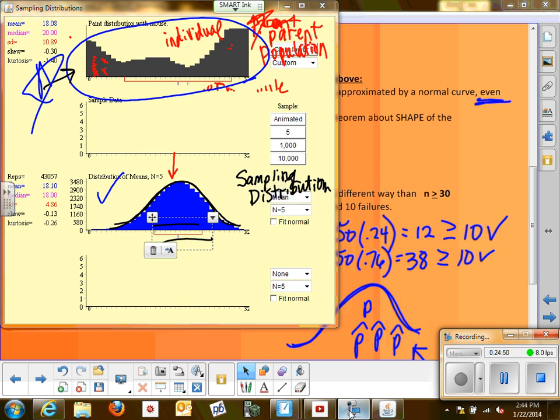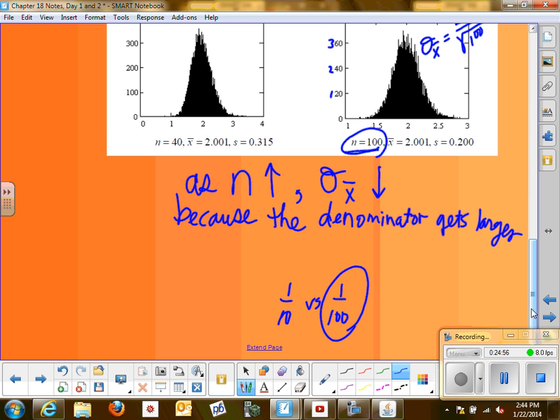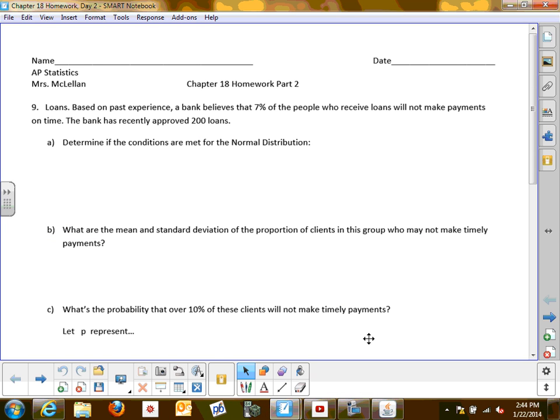Oh, and by the way, in summary, again, the final idea is that as your sample size goes up, your standard deviation and your variation in the sampling distribution goes down. Okay, done. Now, I want to do some of your homework with you. We'll actually go to that. Get to your homework, part 2.